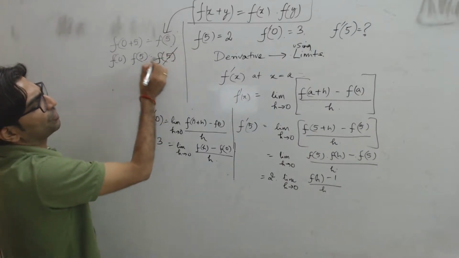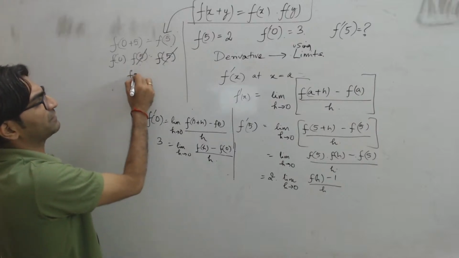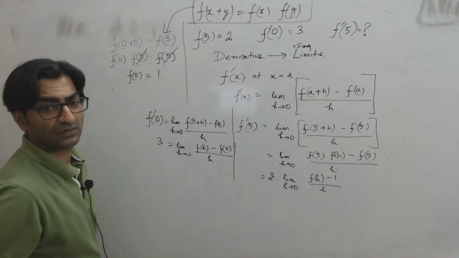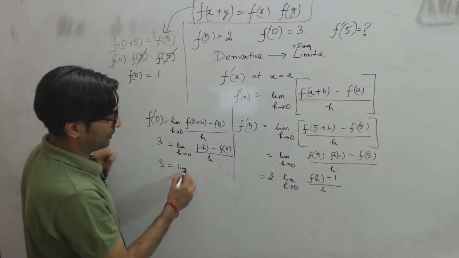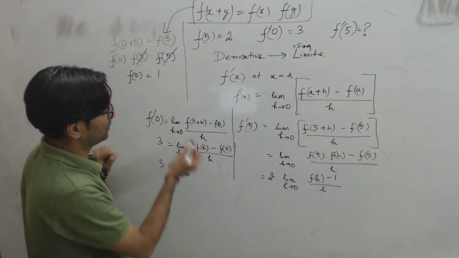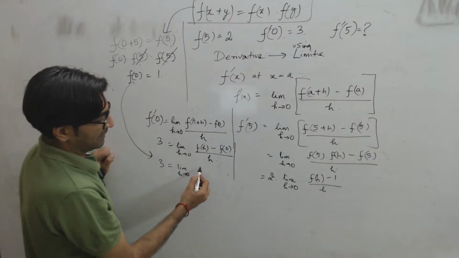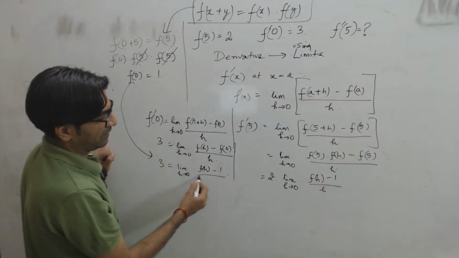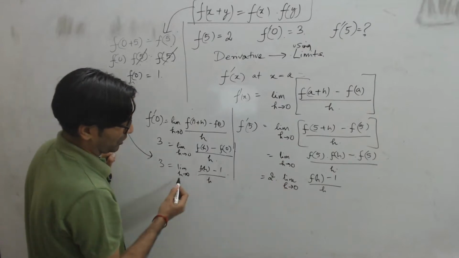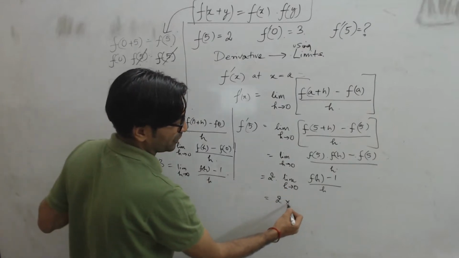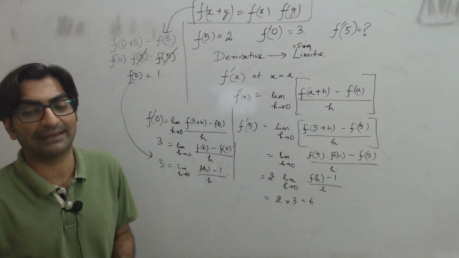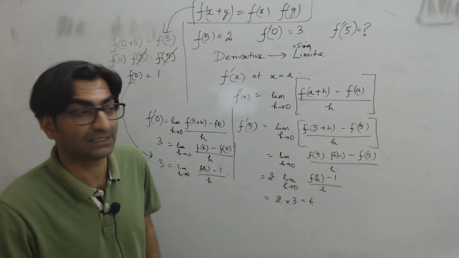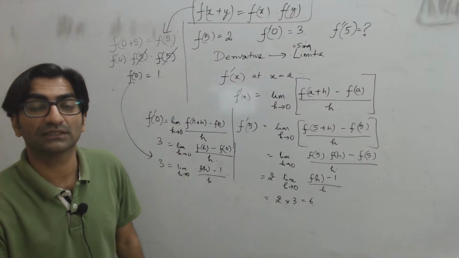And since f of 5 is not 0, I can cancel it out. So which means what is the value of f of 0? Equal to 1, which means this is 1. So 3 is actually the limit of h tends to 0 of f of h minus 1 divided by h. And that's exactly what I wanted. So I can then substitute this as 2 into 3. Answer is 6. So the required derivative f dash at 5 is actually equal to 6.